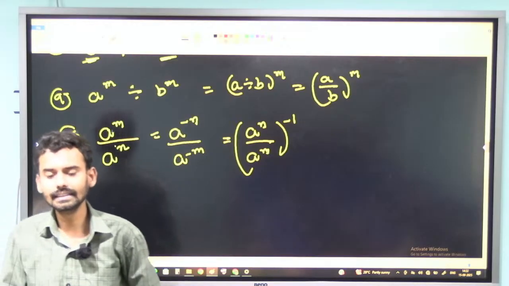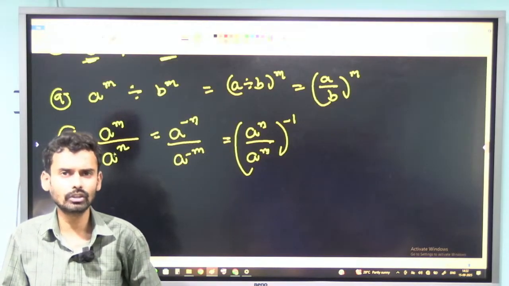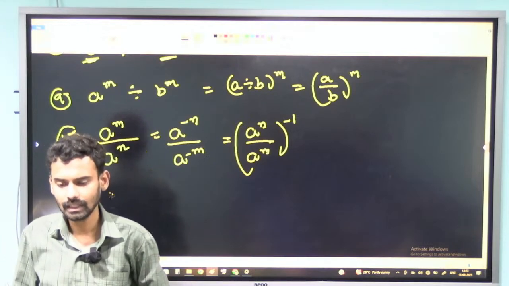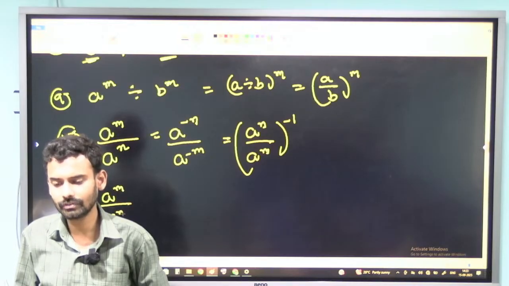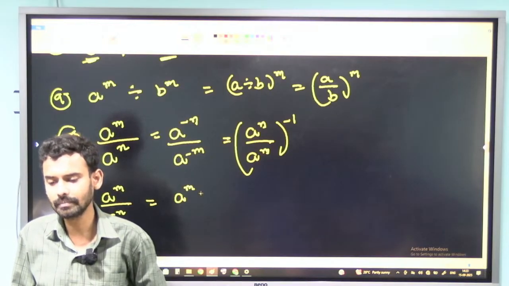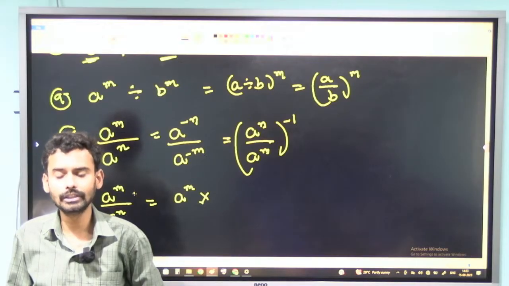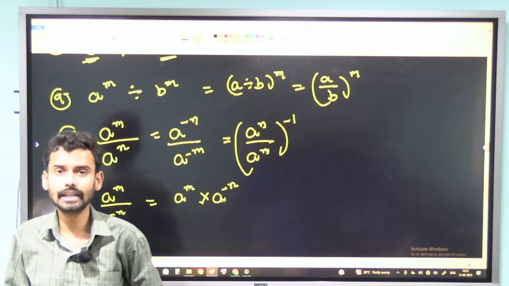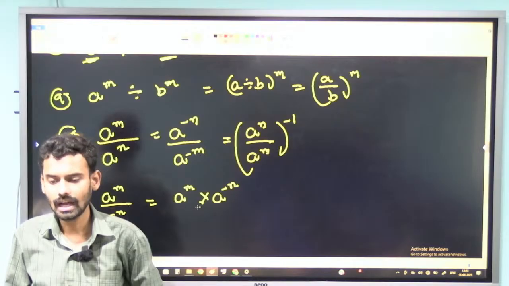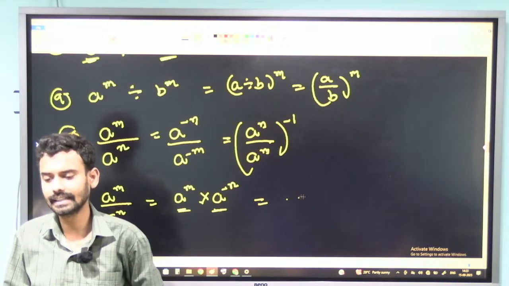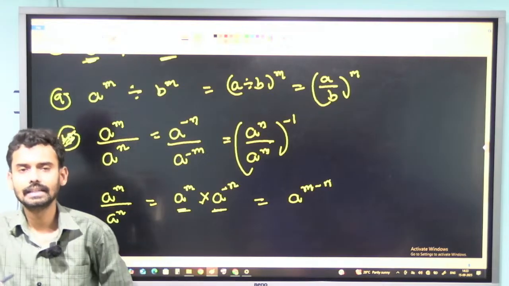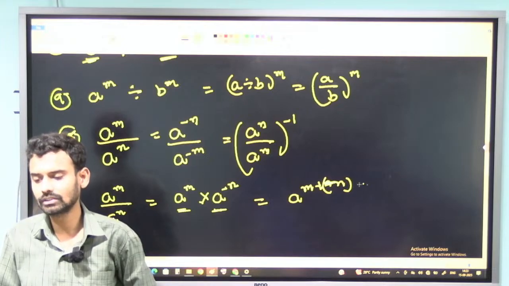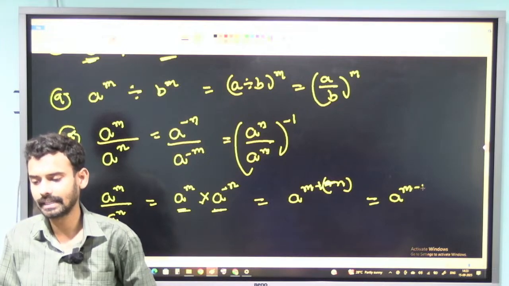The second point: any number can be taken from numerator to denominator and denominator to numerator just by changing the sign of the power. For example, a to the power of m divided by a to the power of n can be taken as a to the power of m into, as I am taking a to the power of n to the numerator, I am changing the sign of n, so it will become a to the power of m into a to the power of minus n. Now, as the bases are same, you get back the same rule, that is m minus n. This is actually m plus of minus n. So m plus of minus n will be a to the power of m minus n.